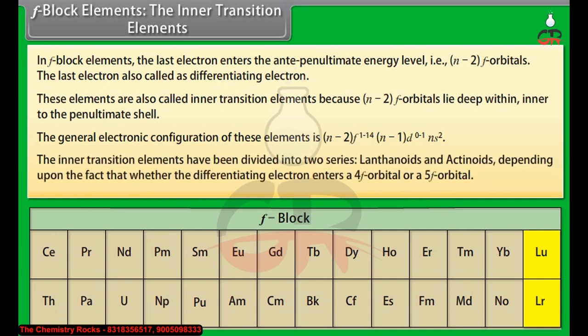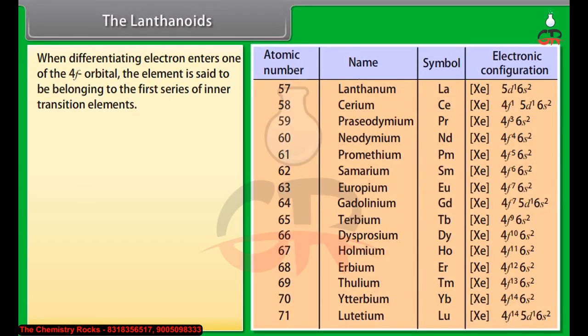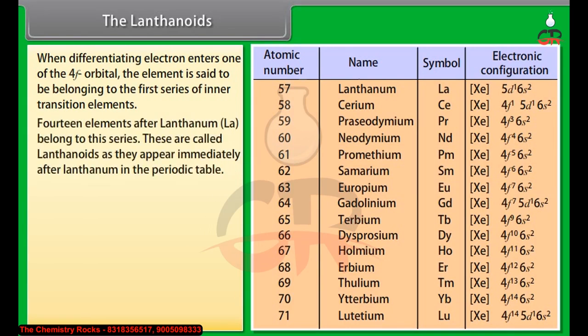The inner transition elements have been divided into two series, lanthanoids and actinoids, depending upon whether the differentiating electron enters a 4f orbital or a 5f orbital. The lanthanoids. When the differentiating electron enters one of the 4f orbitals, the element is said to belong to the first series of inner transition elements. 14 elements after lanthanum belong to this series. These are called lanthanoids as they appear immediately after lanthanum in the periodic table.